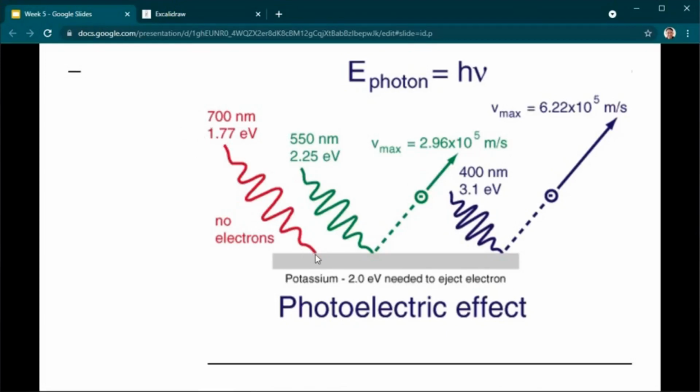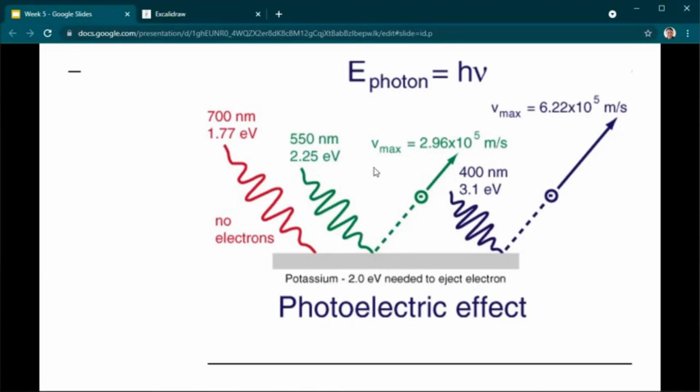Notice that when it hits the surface of the metal, there will be no electron that will be ejected since it is below the threshold frequency, which is 2. On the next example, the green one, the energy of the light wave is 2.25 electron volts. It is above the threshold energy. Therefore, an electron will be ejected on the surface of the metal. Same with the blue example. It possesses 3.1 electron volts, way above the minimum, so an electron will be ejected.